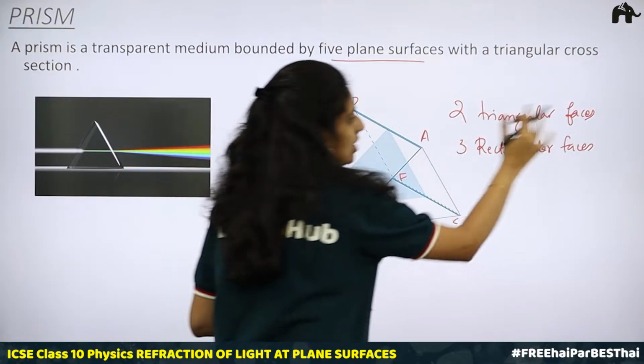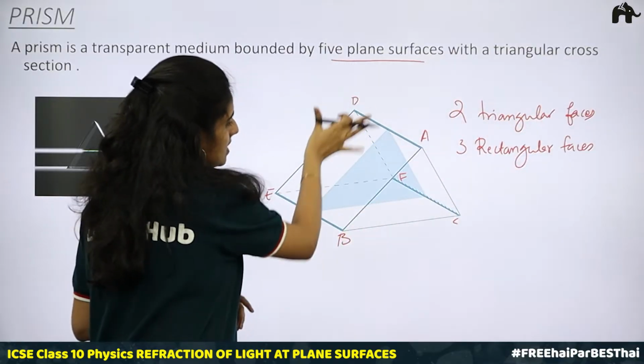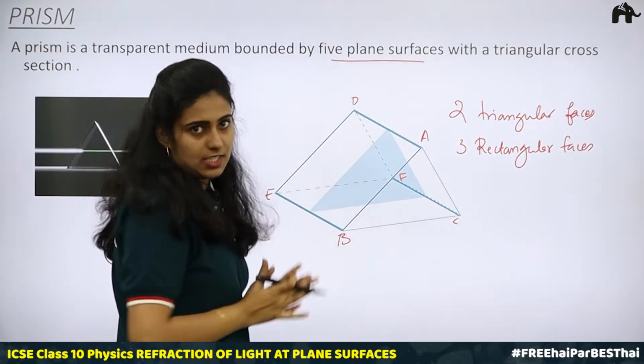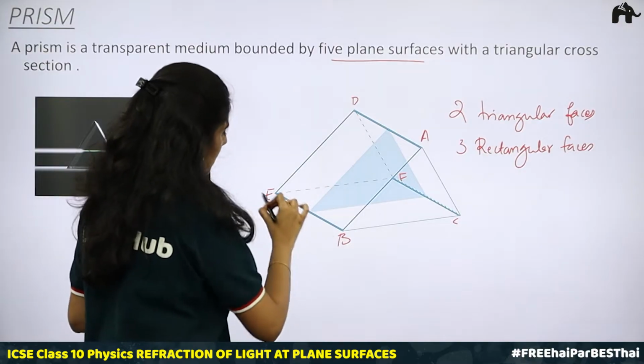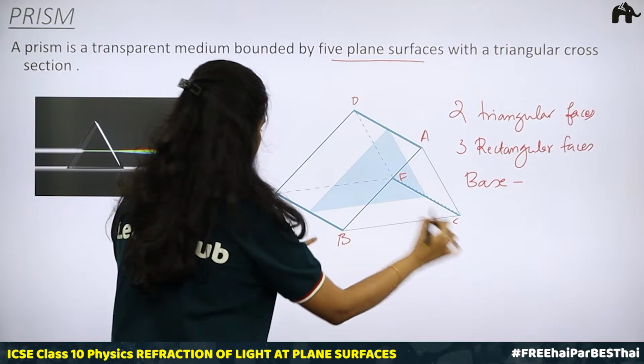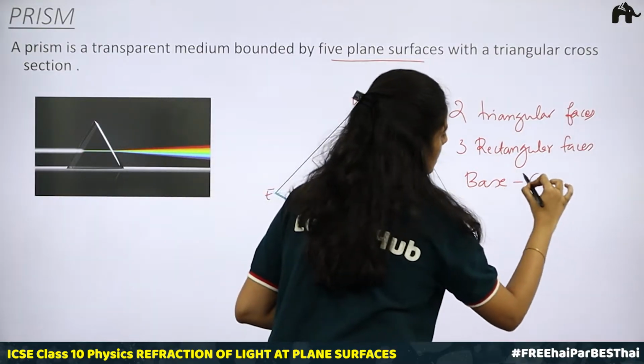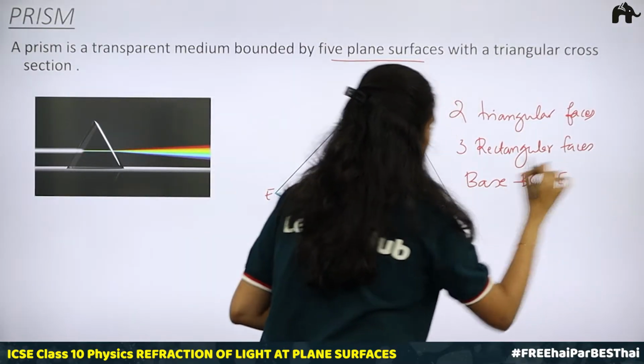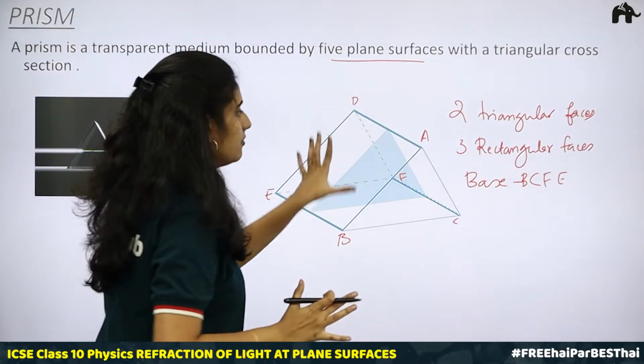Okay, what about the triangular faces? First triangular face and the second triangular face, they are parallel to each other. Then we have a base. Here the base is B, C, F, E. B, C, F, E is your base. Okay, got the 5 faces.